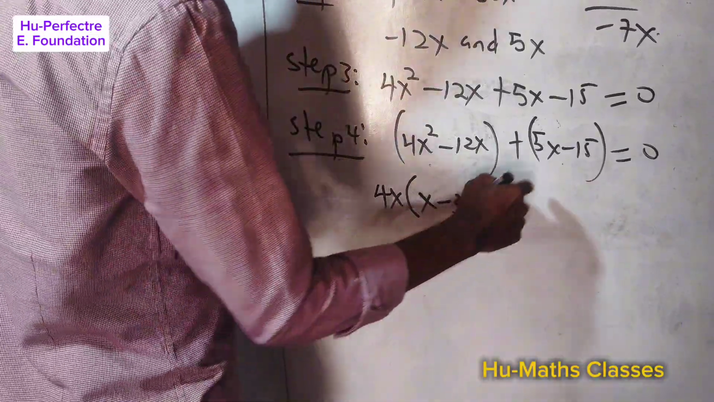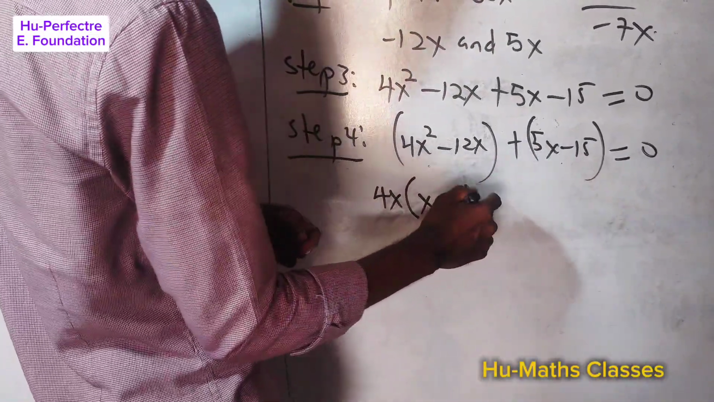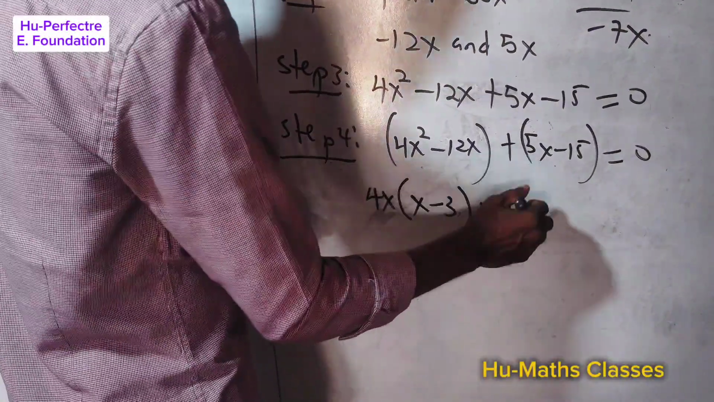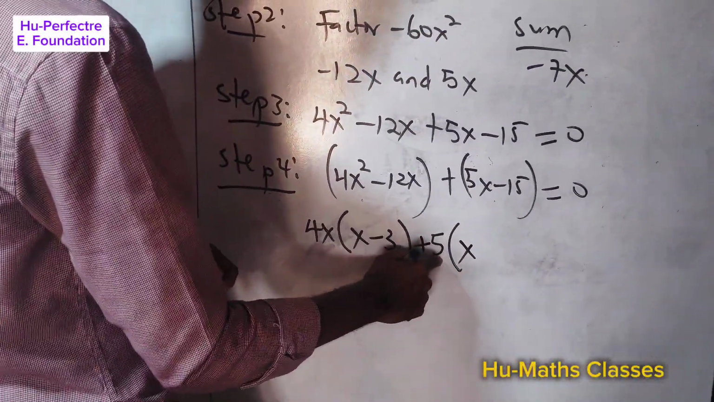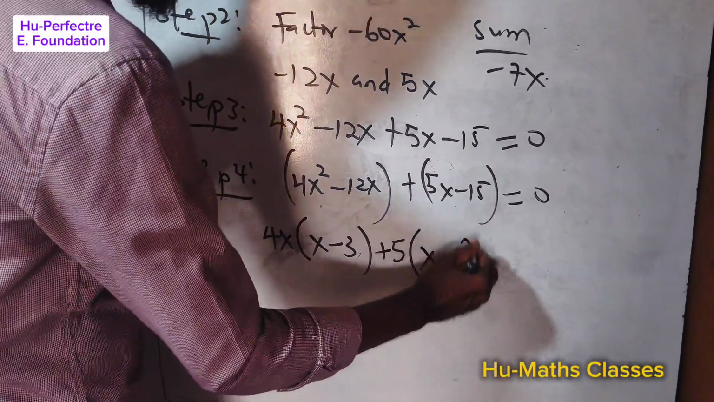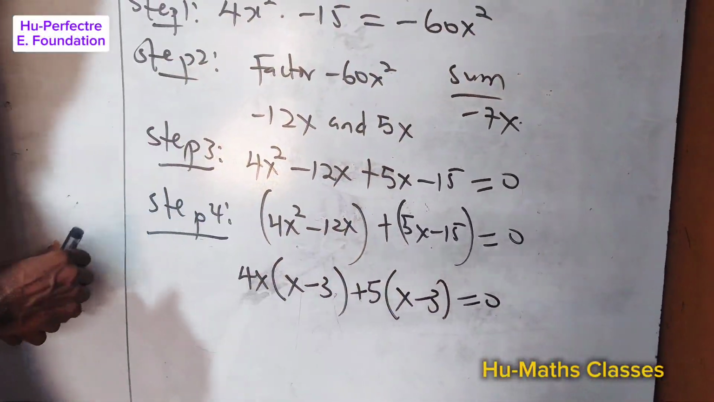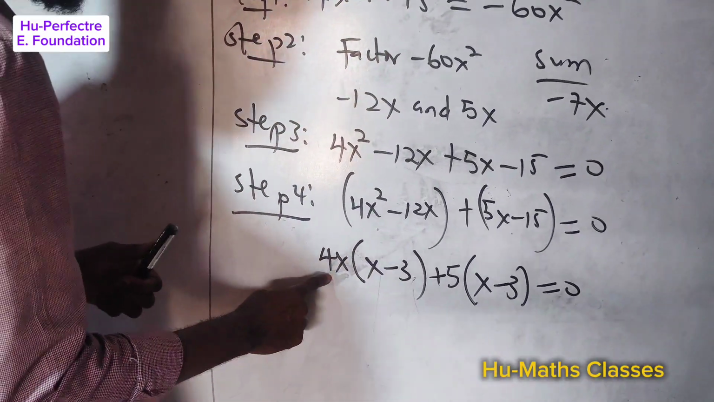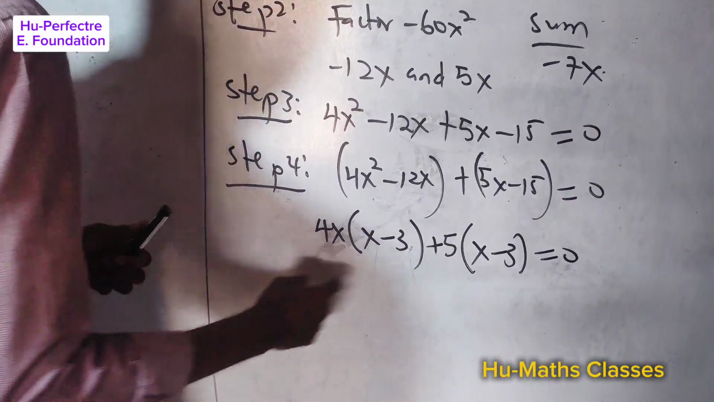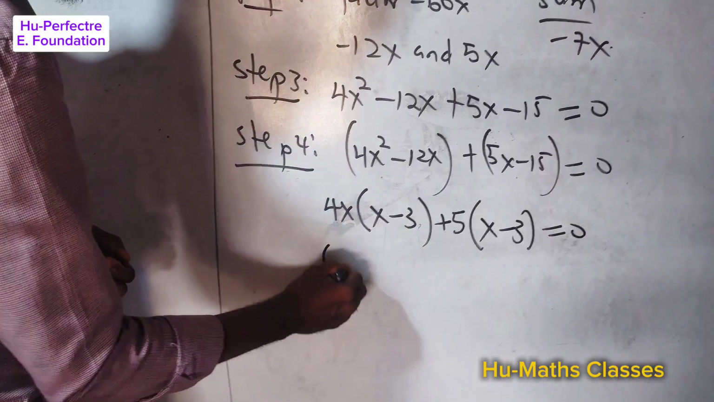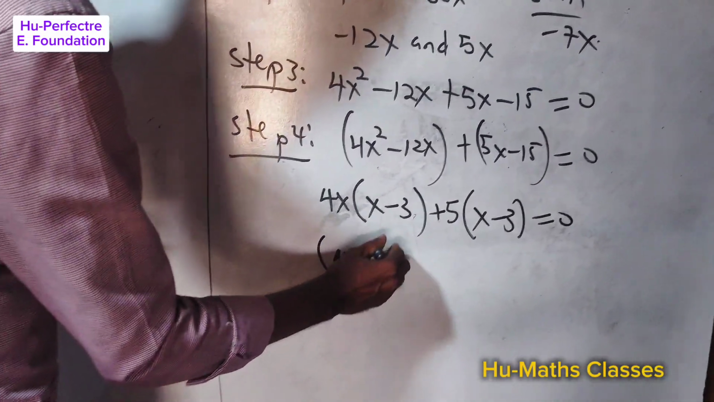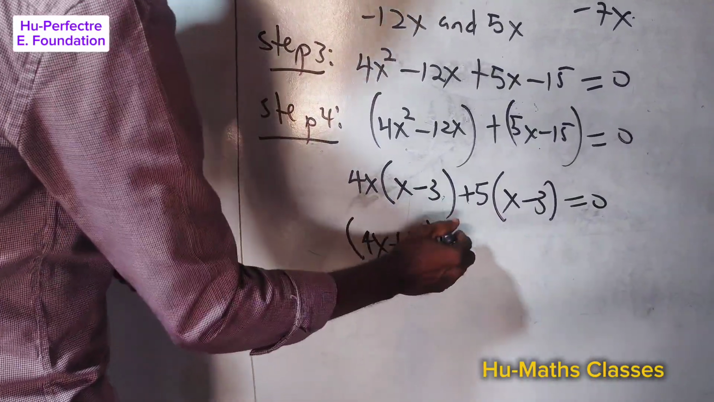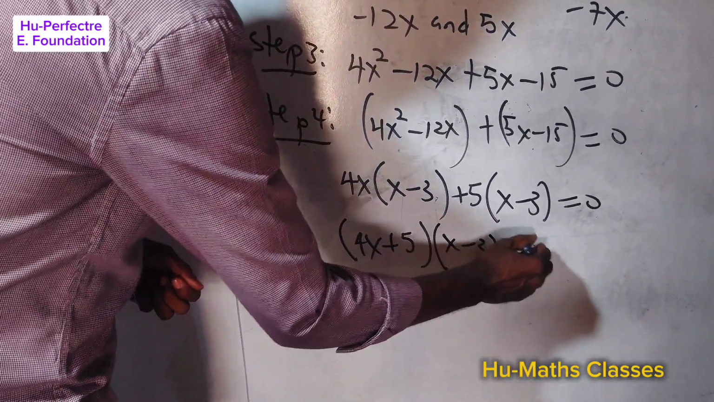Let's go to the second bracket. 5x and minus 15. What is common is 5, so I'll have plus 5 there. 5 into 5x, you have x left, and plus 5 divided by minus 15, you have minus 3 is equal to 0. Now you notice that the two brackets are the same with the numbers outside. So pick up the factors that are outside of the brackets to make a new bracket. That will be 4x plus 5, then into one of the brackets, since they are the same, x minus 3 is equal to 0.